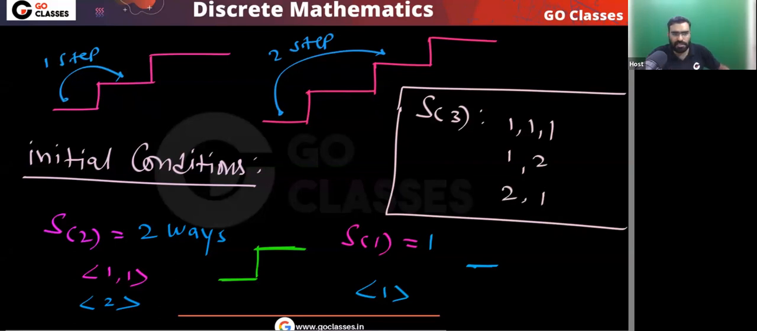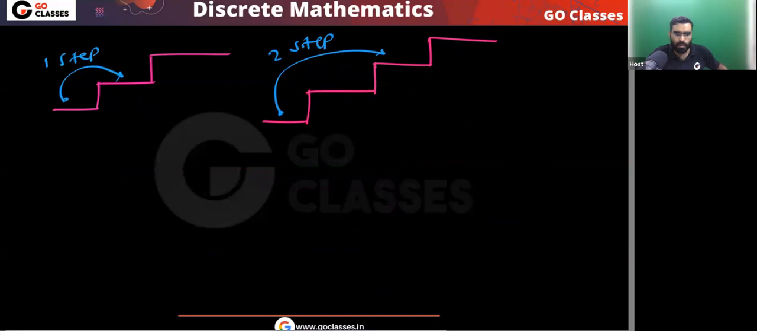So this is your S3. Remember S3 will be equal to 3. S3 equals 3, because these are the ways. Now let's solve this problem for n steps.